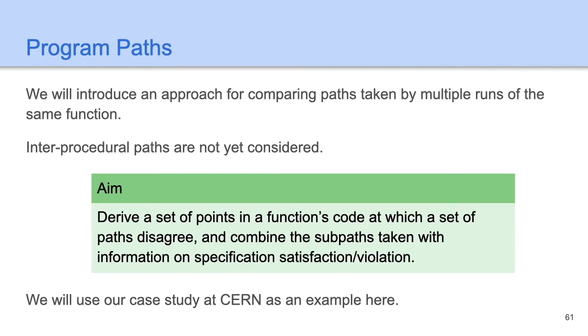Now, the ultimate aim of using program path analysis for explanation is to derive a set of points in a function's code at which a set of paths disagree, and then combine the subpaths taken at those points with information on the specification's satisfaction or violation. To illustrate our work here, we will be using our case study at CERN as an example.